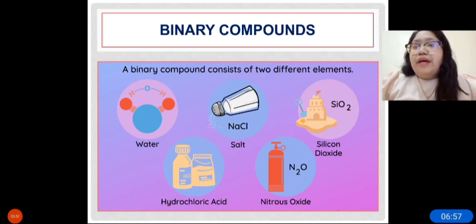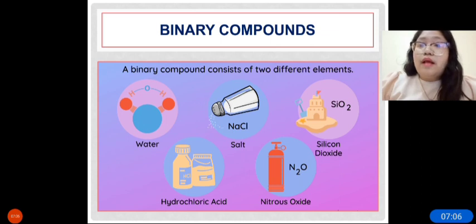We have the term binary compounds, and this refers to two different elements. So, a binary compound consists of two different elements. This includes water, because water contains two hydrogen atoms and one oxygen atom.